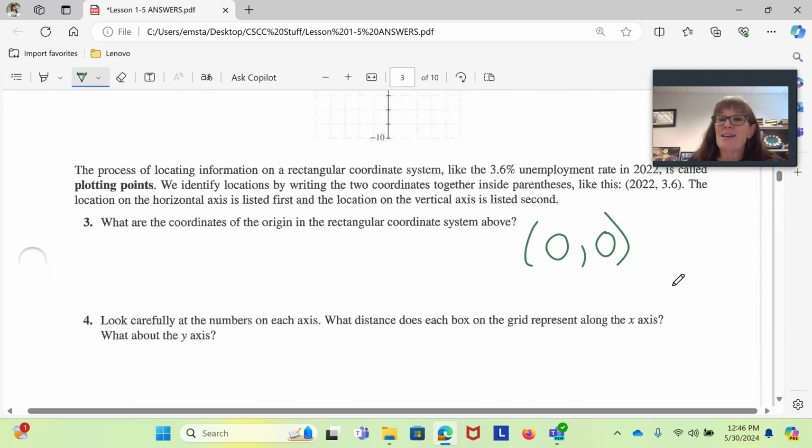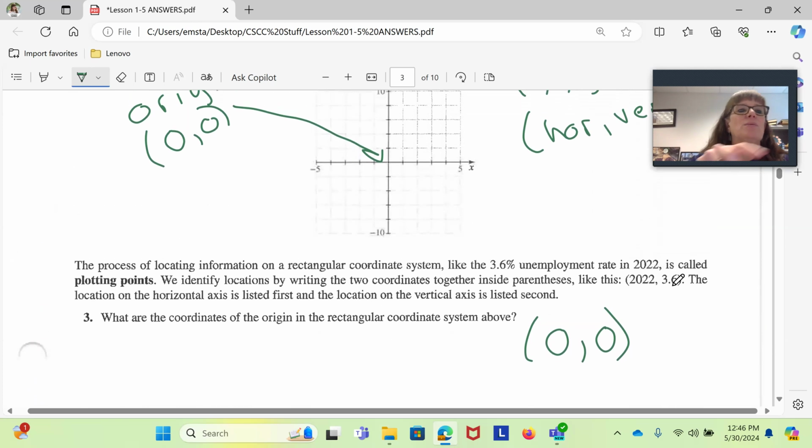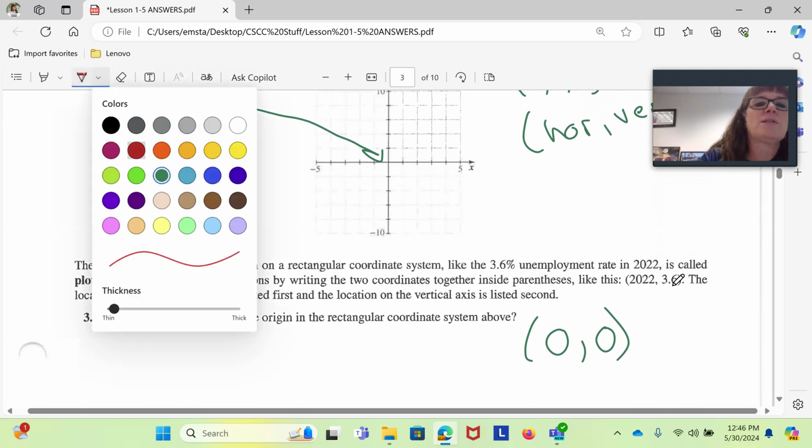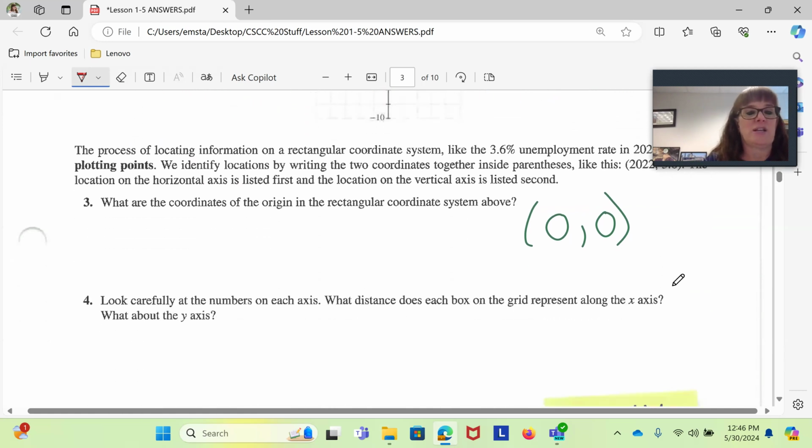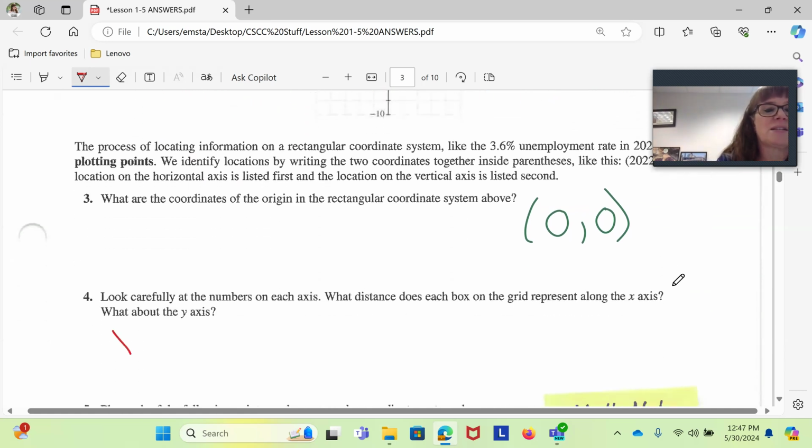All right, now they're asking us to look at the scale in number 4. On the x-axis, that's the horizontal one. Let's go ahead and do this in a different color. We're looking at this axis. They gave me numbers, so that's good. I start at 0 and I go to 5, and there's 1, 2, 3, 4, 5 hash marks in there. So the x-axis is going up by 1 each. So the x-axis, each box represents 1 unit.